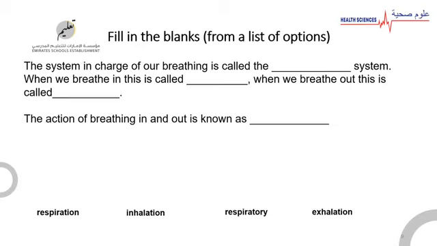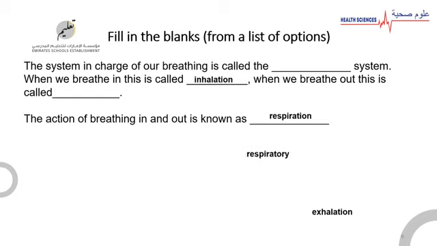In the next slide, we have fill in the blanks from a list of options, which means that the words will be given to you, as you can see here at the bottom, and you need to put them into the correct place. So the sentence is, the system in charge of our breathing is called the blank system. When we breathe in, this is called blank. When we breathe out, this is called blank. The action of breathing in and out is known as blank. So now we'll put all the words in. And that is a fill in the blanks from a list of options question.